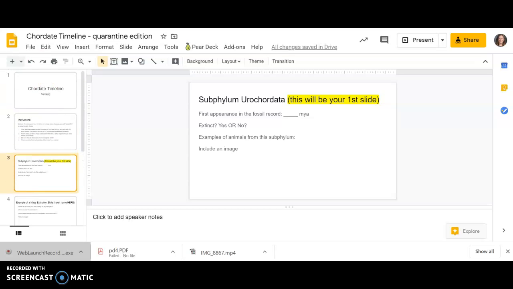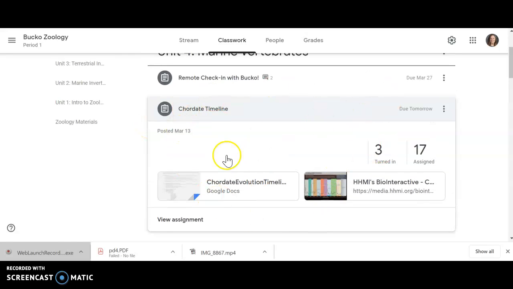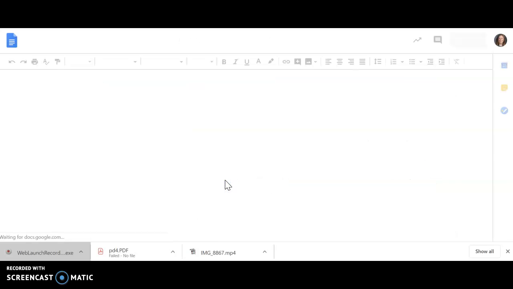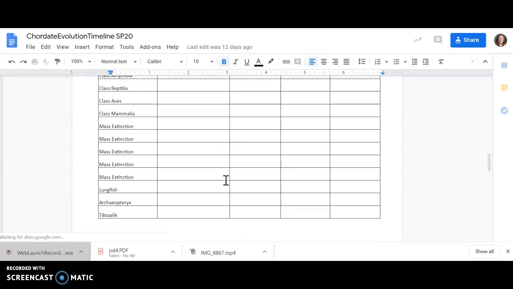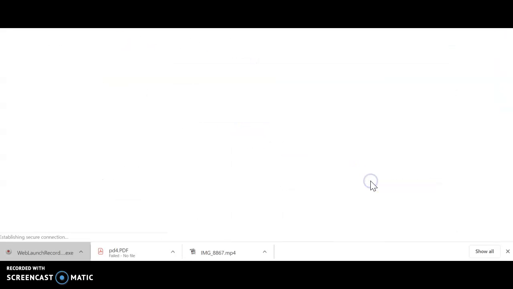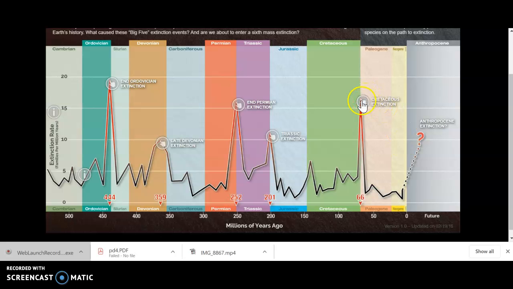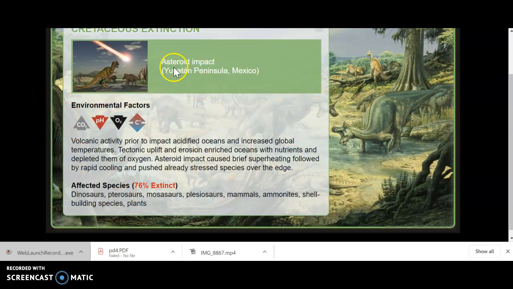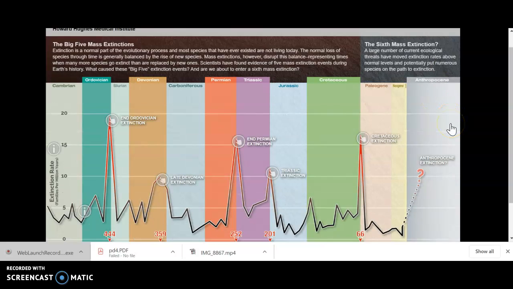I am here. Oh yeah, and I was going to show you, don't forget on the Chordate Timeline assignment in Google Classroom, here is where you should be completing and should have turned in already your planning document, which is right here. And then don't forget that this right here is where you will find all the information about all the extinctions. You basically just click on the extinction and it gives you everything that you need to know and answer for your project. So let me know if you have questions.